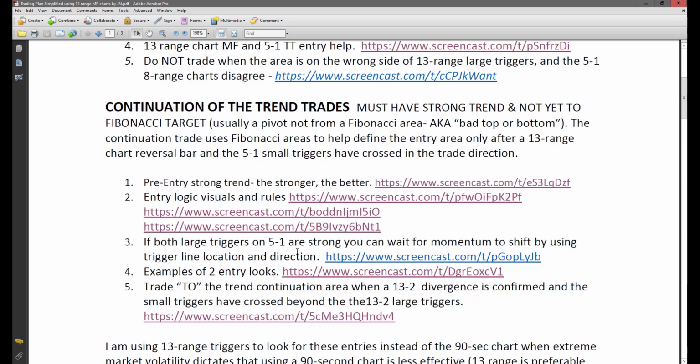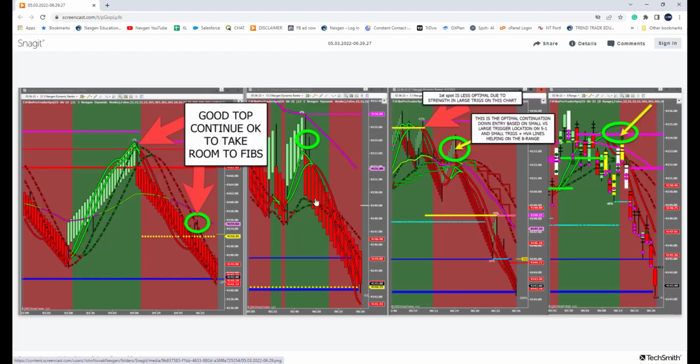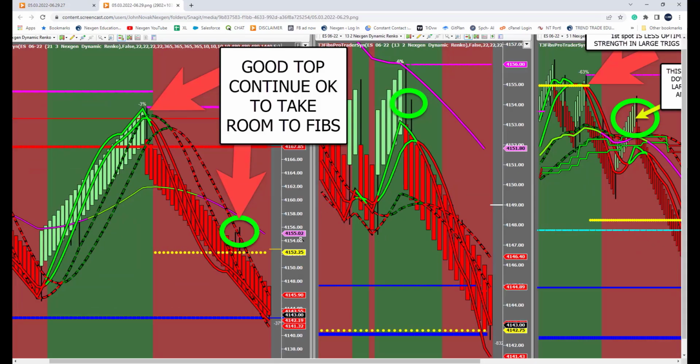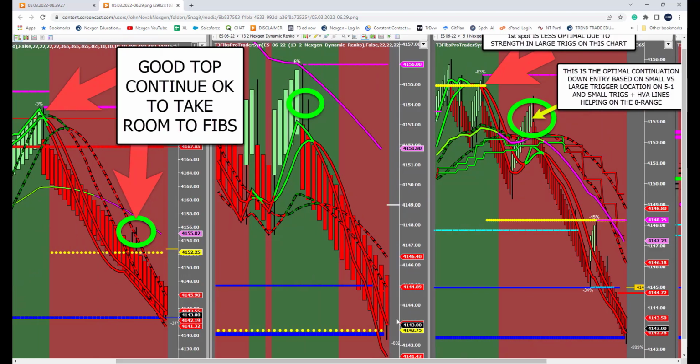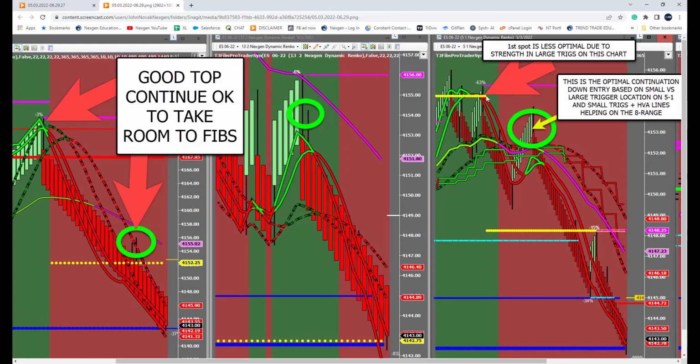All right, let's keep going here. If both the large triggers on the 5-1 are strong, wait for momentum to shift by using trigger line direction. So what does all that mean? It means we had a good top on the 21.3, we had strong triggers, and this is traditionally what happens. You pull back to the mid-band on the 13.2 chart, and you're like, oh, I know we're going down. And you get two chances at it, right? The first one is up here at the 1-to-1, where the small triggers roll over, and it pulls back to them, and then you go short.